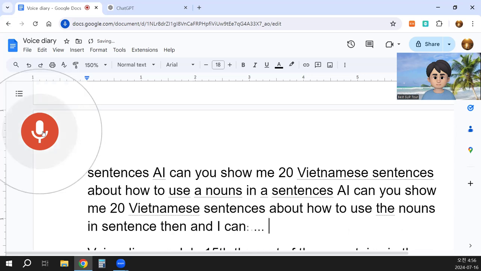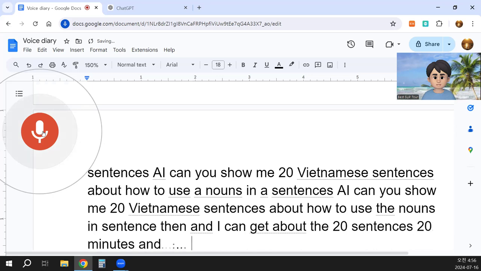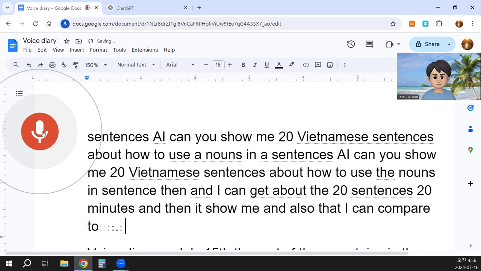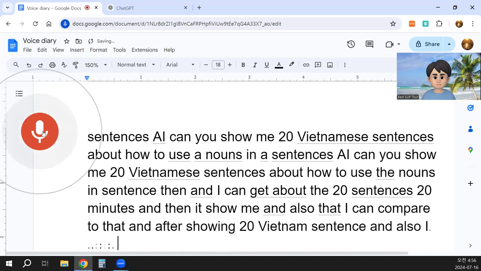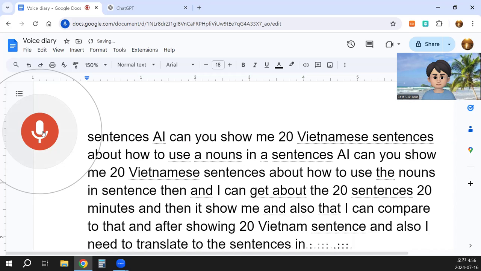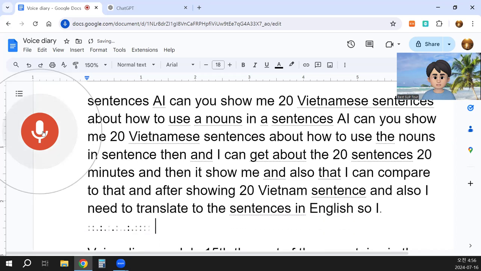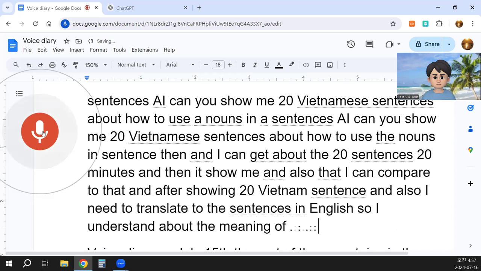Then I can get about 20 Vietnamese sentences, and it shows me, and I can compare to that. After showing 20 Vietnamese sentences, I also need to translate the sentences into English so I understand the meaning of the sentences. Okay, thank you very much, AI.